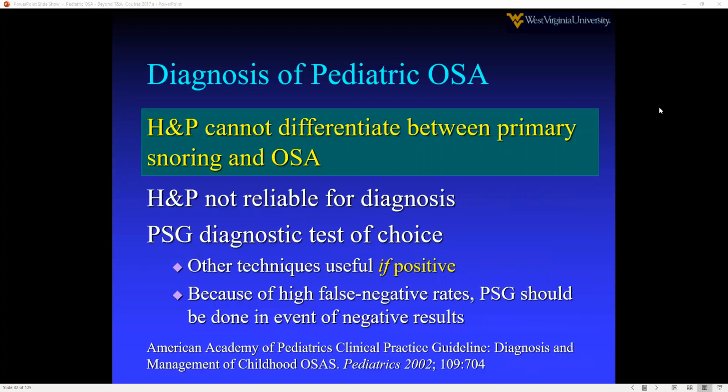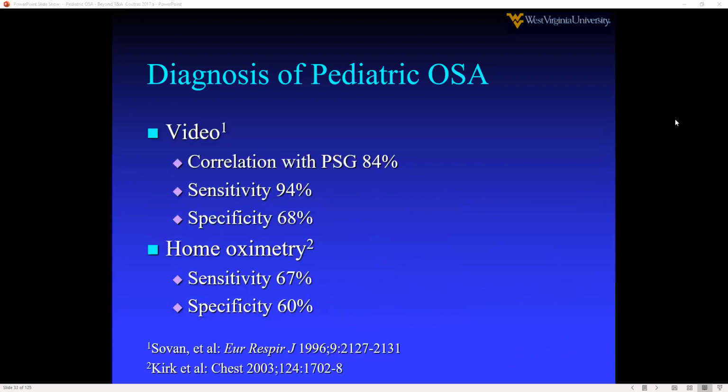And talk about other techniques, they are useful if positive. That's not something most people will depend on. There's high false negative rates. For instance, video has a correlation with the PSG 84% of the time, and home oximetry, which is really poor, not recommended, but sometimes on low functioning Downs or other neuromuscular kids who don't cooperate, home oximetry may be all that you have. And if it's positive, well, then you have to go with it. But if it's negative, you can't rule it out with these.